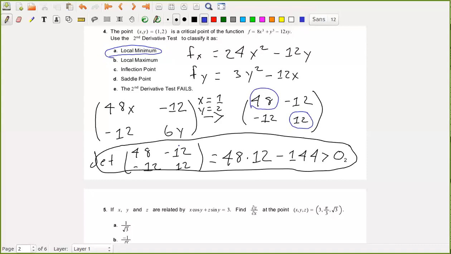That's just from Calc 1. Remember, this is the second x derivative. It's positive. We're at a critical point. That means that we have a local minimum. That's just like Calc 1. So don't let this be too confusing for you.